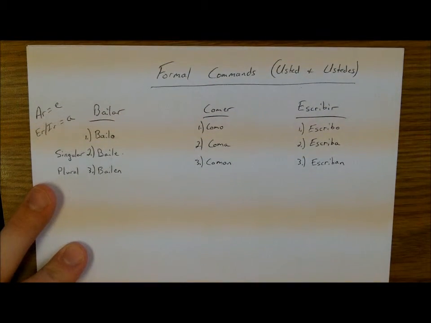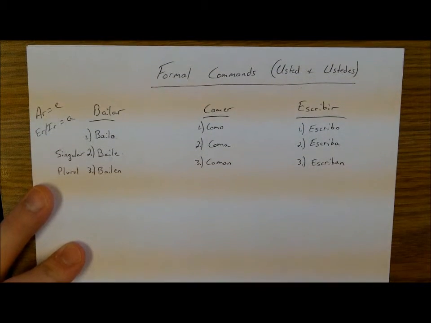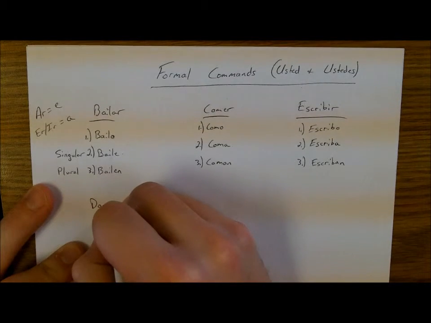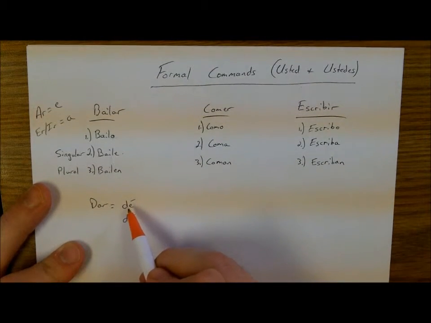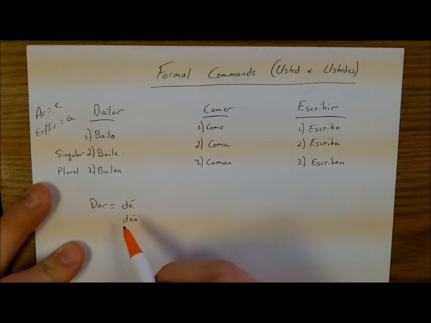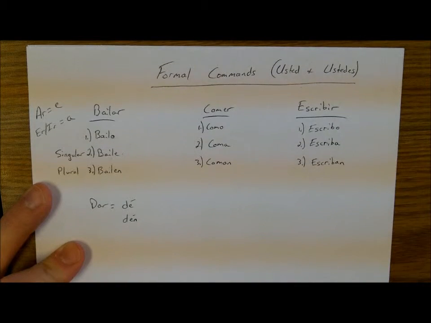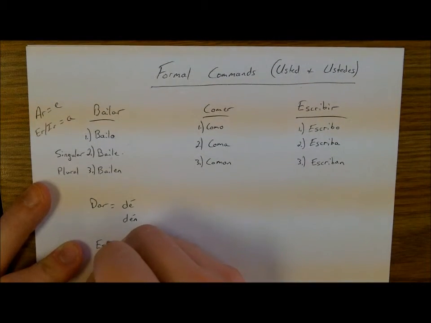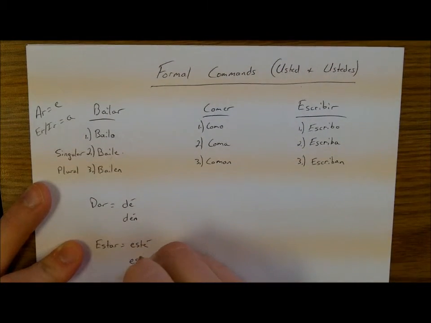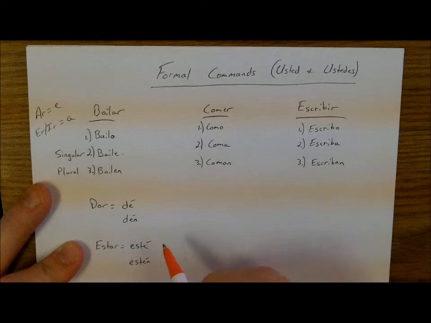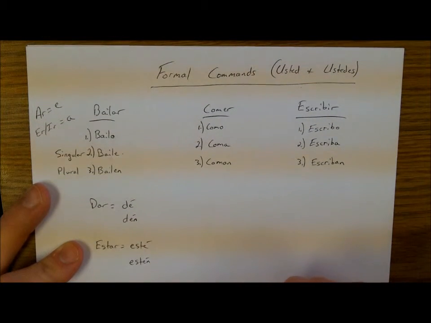Now there are 5 irregular verbs for formal commands, and we'll give those to you now. Dar, which equals dé, and den. Now make sure you put your accent here on this dé because we don't want to confuse it with the de that means of or from. So you need to have the accent there. Estar, we get esté, and estén. Once again, we need the accent here on this E because we don't want to mix it up with the singular form for this.